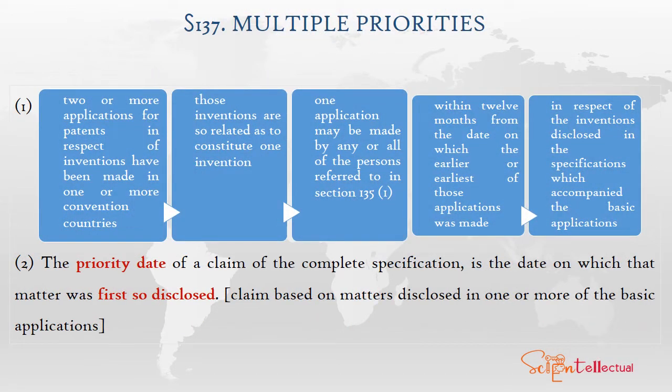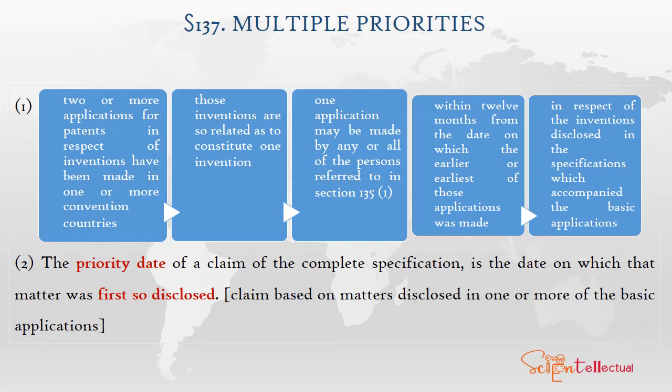Section 137. What will happen in case of multiple priorities? That is, there are more than one priorities and those are clubbed together to file the final application. Subsection 1. When two or more applications for patents in respect of inventions have been made in one or more convention countries and those inventions are so related as to constitute one invention, then one application may be made by any or all of the persons referred to in Section 135, Subsection 1, within 12 months from the date of the earlier or earliest application, in respect of the inventions disclosed in the specification which accompanied the basic application.